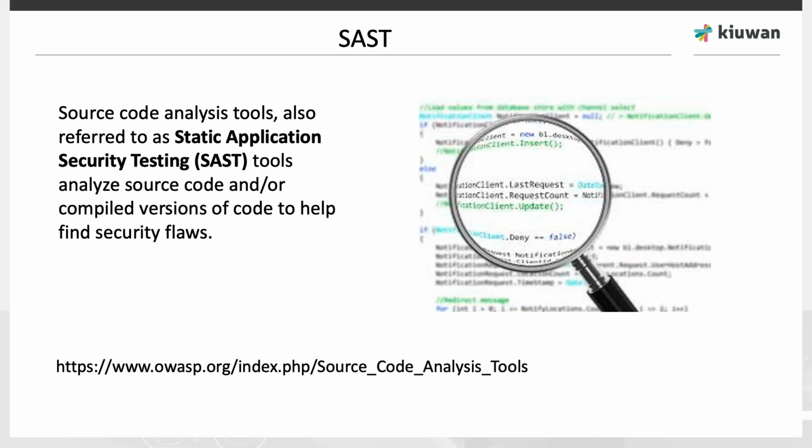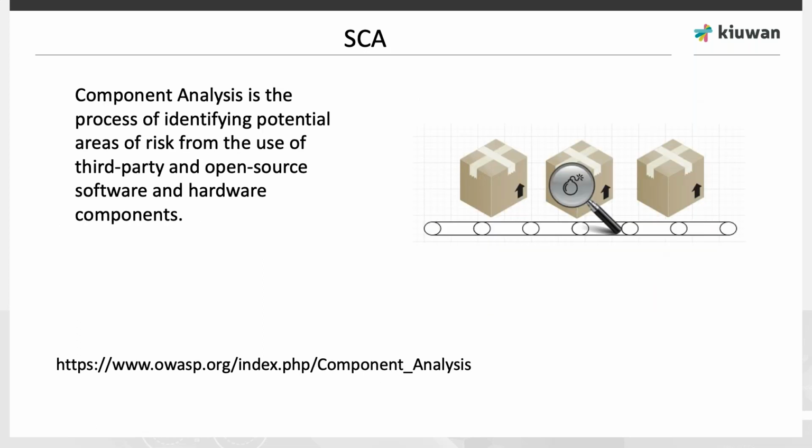Kiuwan itself is specifically a SAST tool. So SAST is static application security testing. That's where we scan your source code looking for patterns that represent vulnerabilities. We also do software composition analysis, SCA, which is where we look at third-party and open source packages used in your source code. Give you an idea of their health and the risk that they might present to your code base.